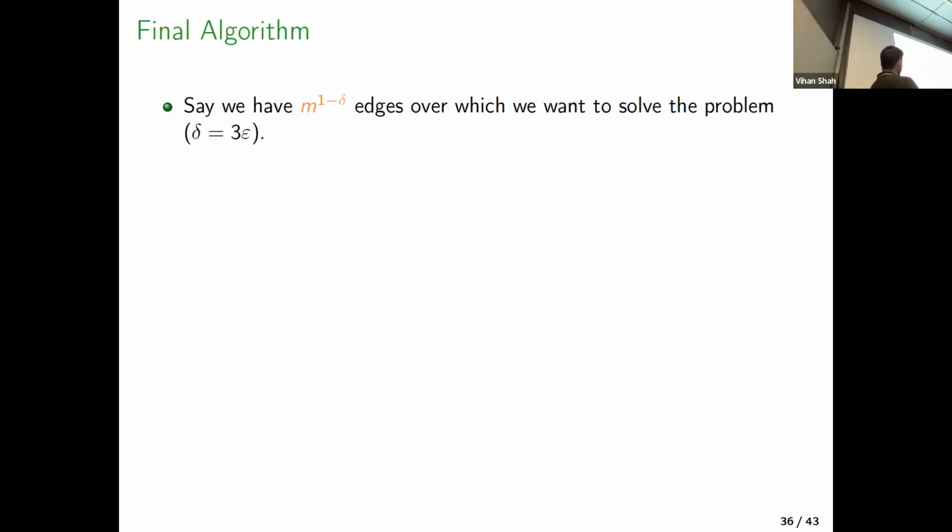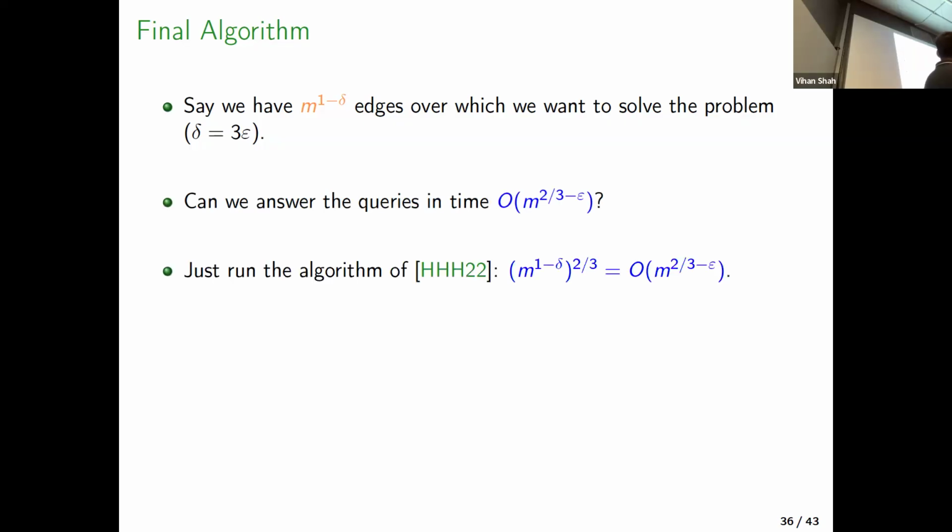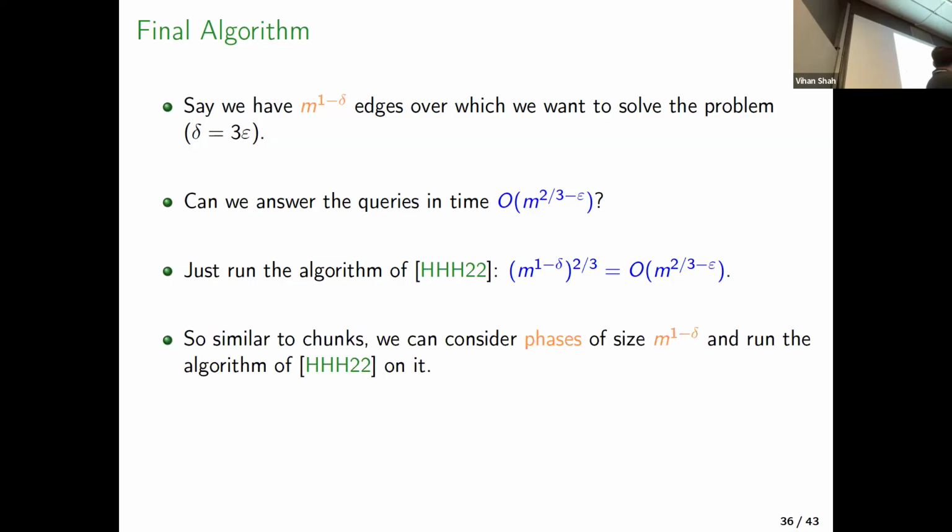If I tell you that I am only interested in M to the 1 minus delta edges over which I want to solve the problem, I can easily do this by running the algorithm of previous work. Again, delta is some epsilon times some constant. So then I can just run the algorithm of previous work and I'm done. Similar to the chunks, we're going to consider phases of size M to the 1 minus delta and run the algorithm of previous work on it.